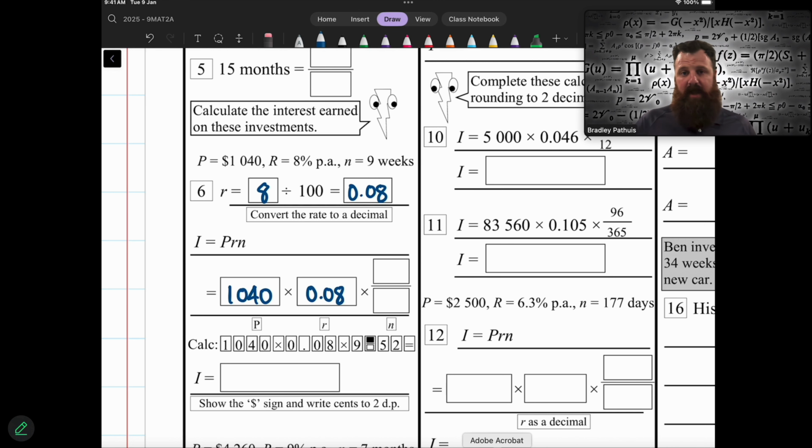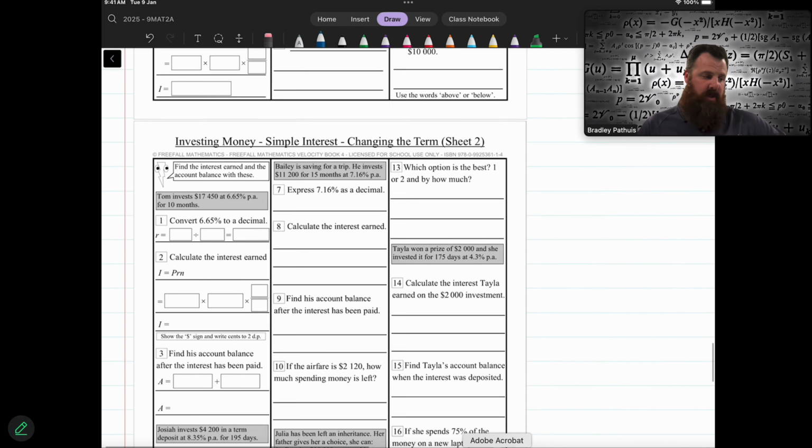And usually right now we would multiply by the years, but we don't have years. What we have is 9 weeks. So I'm going to convert that to a fraction of a year. 9 out of 52. And that is what you type on your calculator to get your answer. The rest of the worksheet just follows those patterns again.